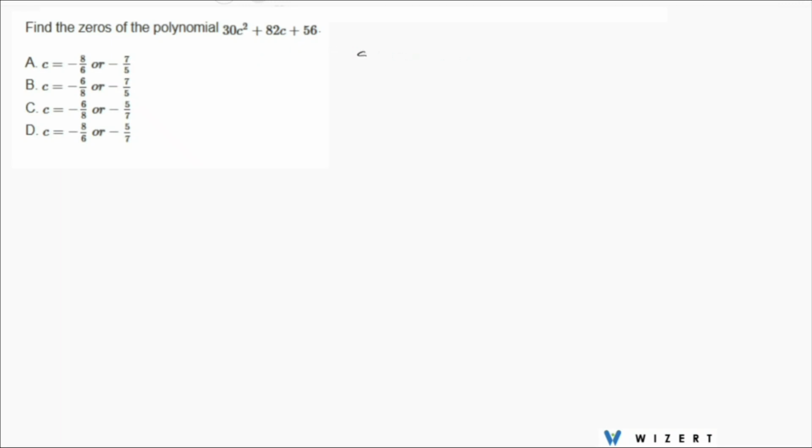So we'll have to split the middle term. So we'll have to find the factors of 30 multiplied by 56, that is leading coefficient multiplied by constant, so that their addition is 82.